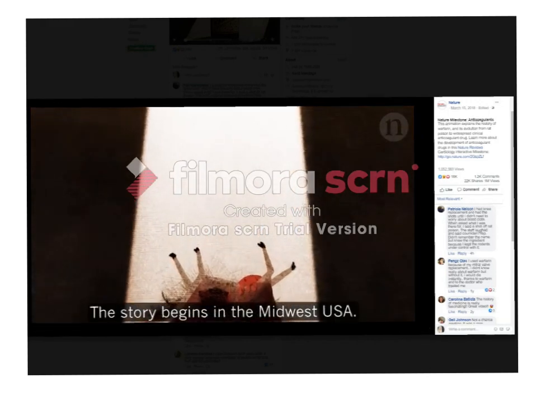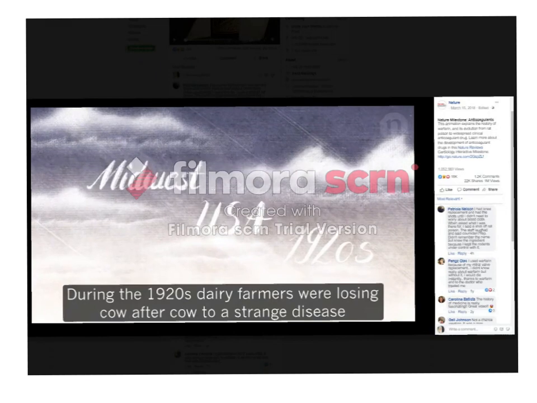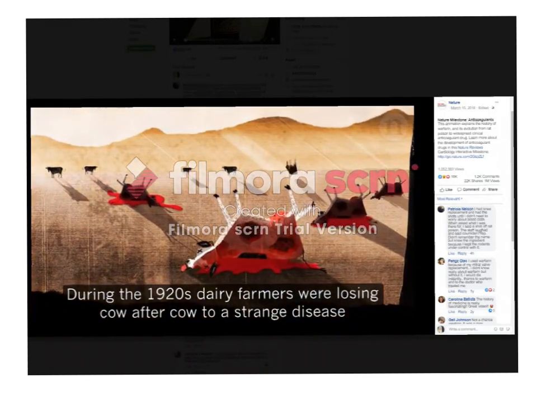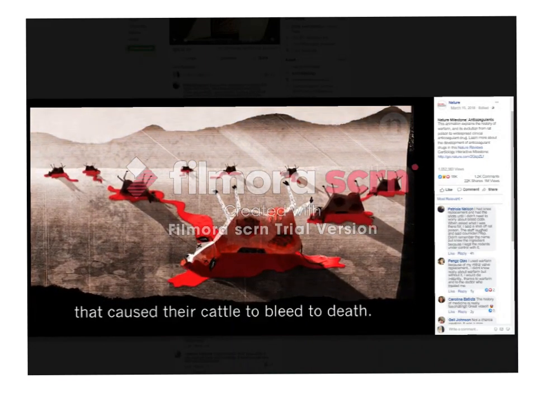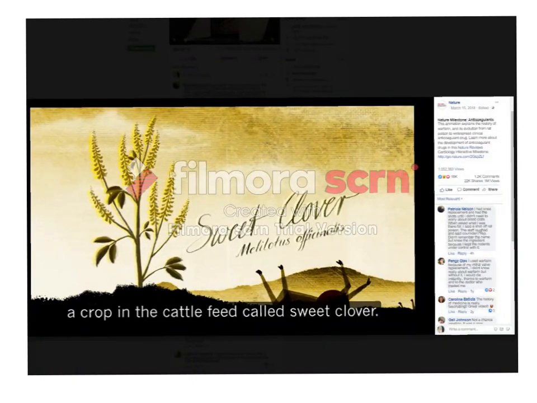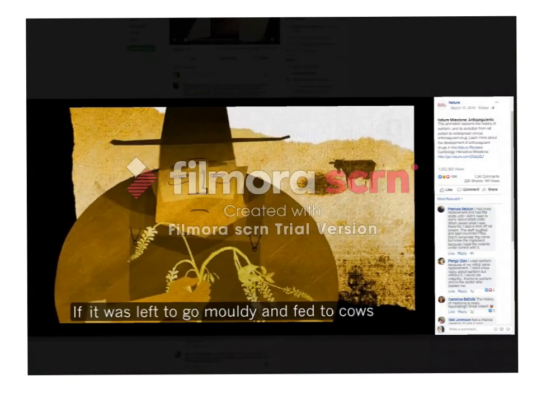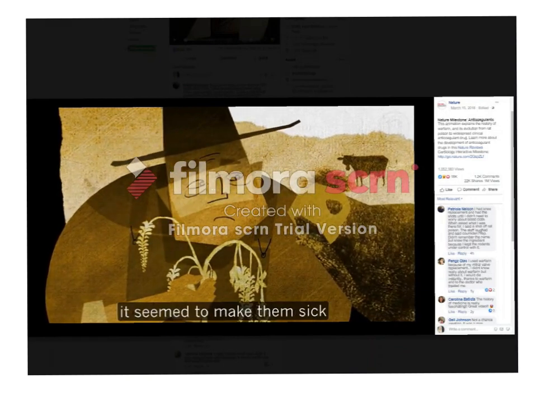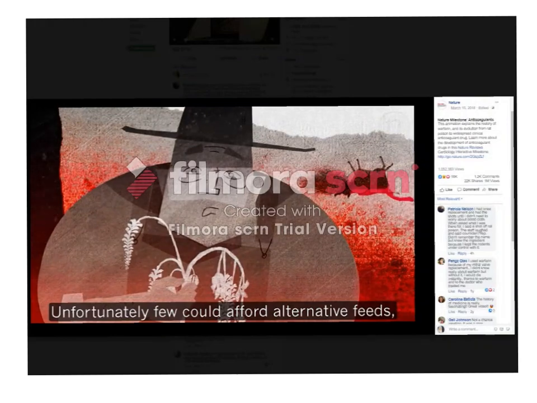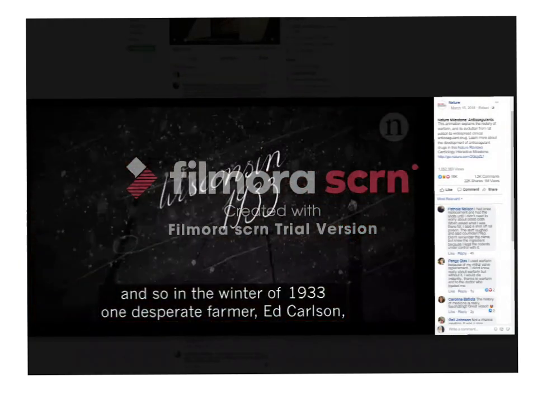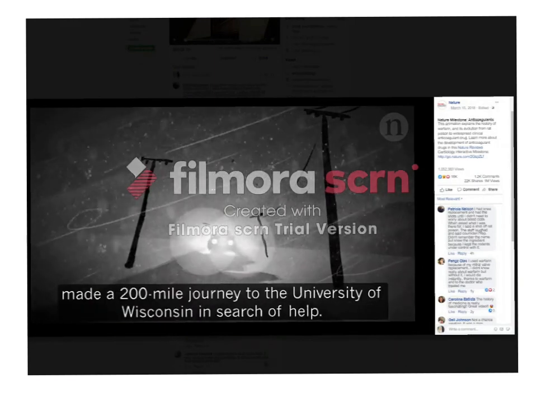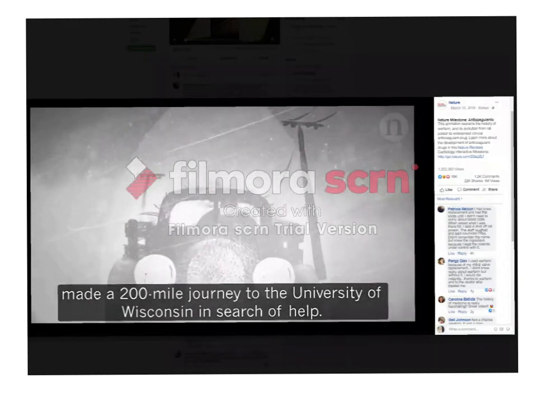The story begins in the Midwest USA. During the 1920s, dairy farmers were losing cow after cow to a strange disease that caused their cattle to bleed to death. Vets soon identified the culprit, a crop in the cattle feed called sweet clover. If it was left to go moldy and fed to cows, it seemed to make them sick, but no one knew why. Unfortunately, few could afford alternative feeds, and so in the winter of 1933, one desperate farmer, Ed Carlson, made a 200-mile journey to the University of Wisconsin in search of help.